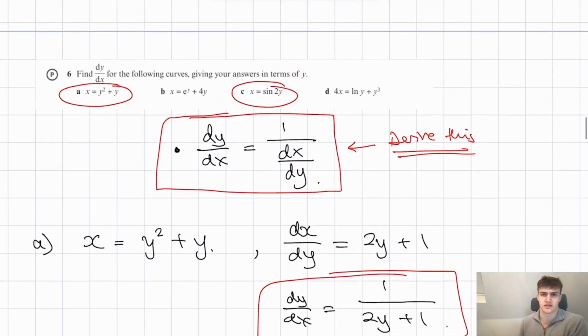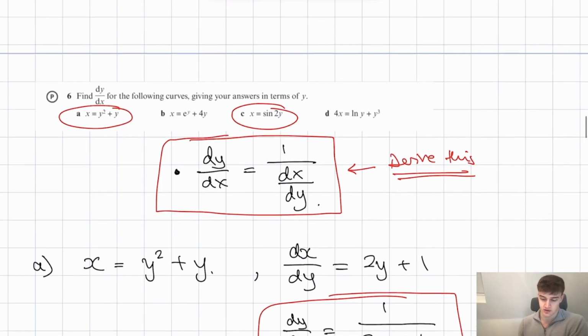Okay, so yeah, try the other ones yourself. They're really not too bad, these. It's a little bit of an irrelevant question, to be honest. There's not too much thought involved, but it is this main thing that they want you to remember.